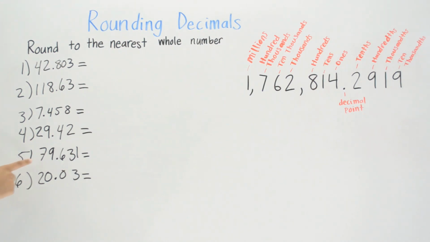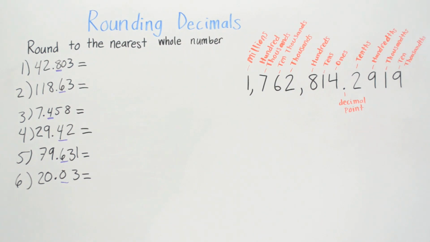On the fifth one, we have 79.631. And on the sixth, we have 20.03. Okay, and we're rounding to whole numbers. So the first thing I'm going to do is underline the numbers. Since we're rounding to a whole number, we're going to look at the number one place after the decimal. Remember, if you have 5, 6, 7, 8, and 9, we're rounding up.